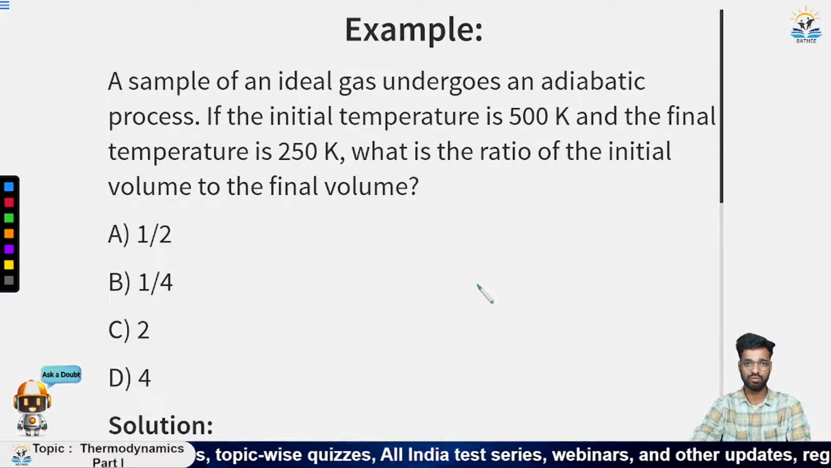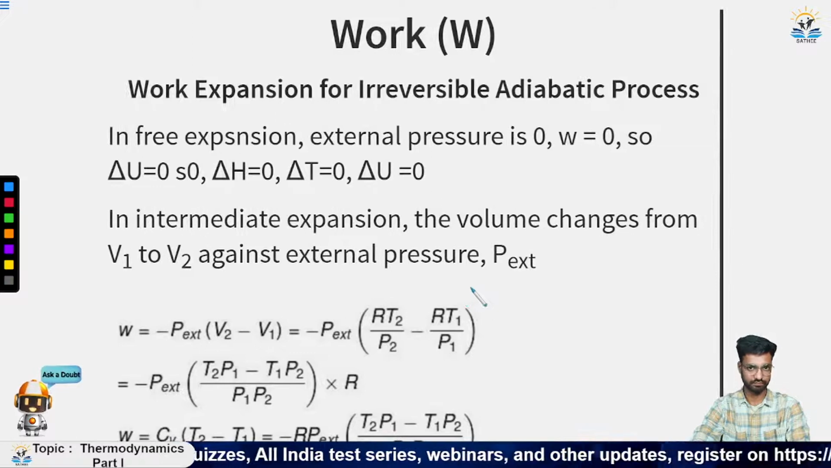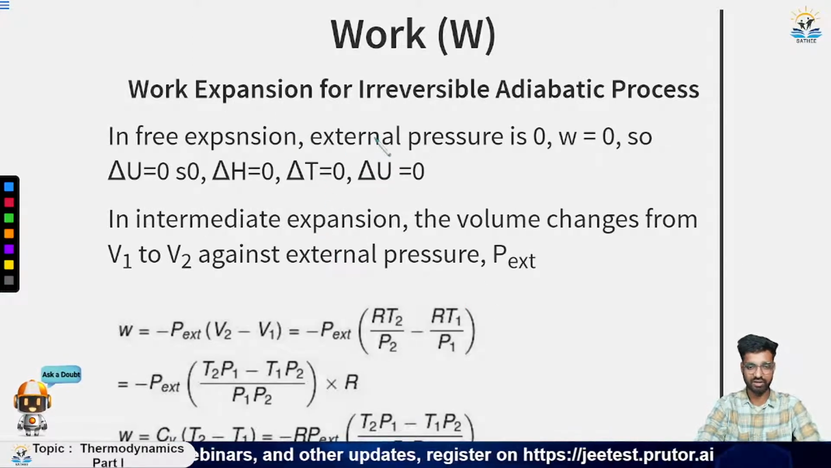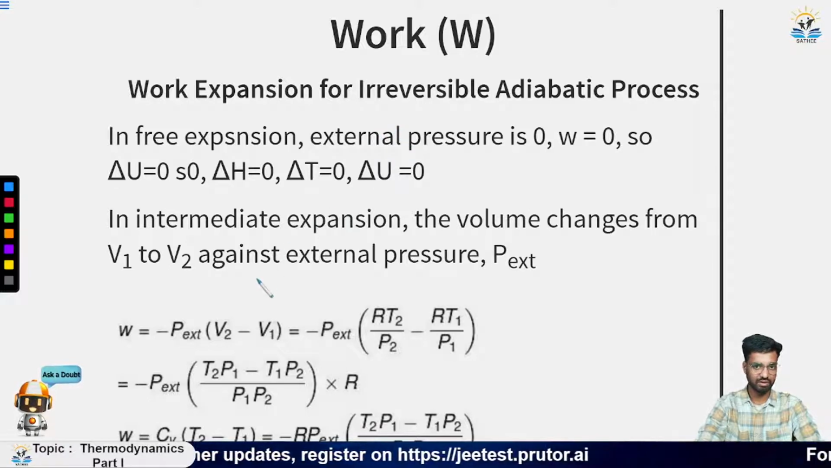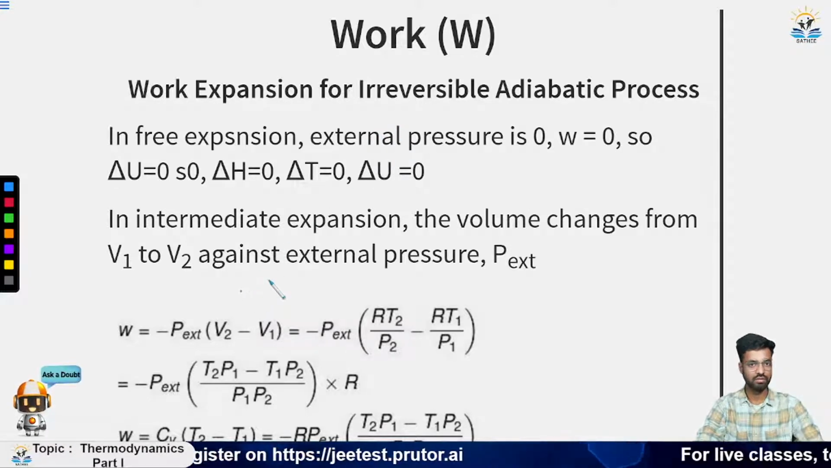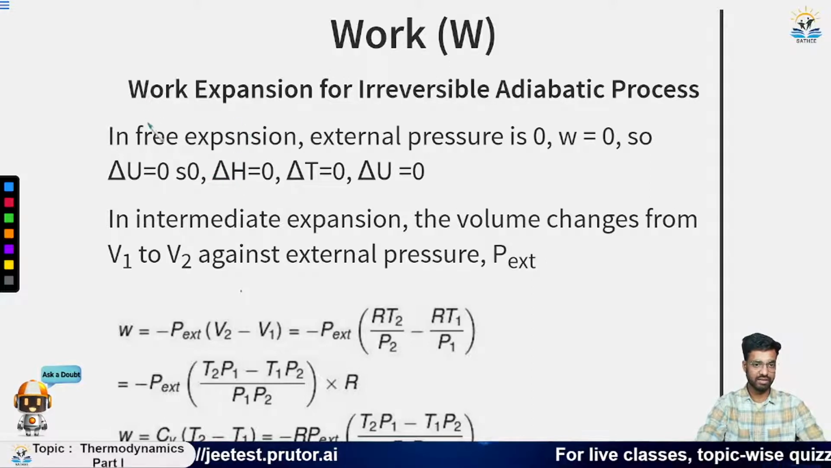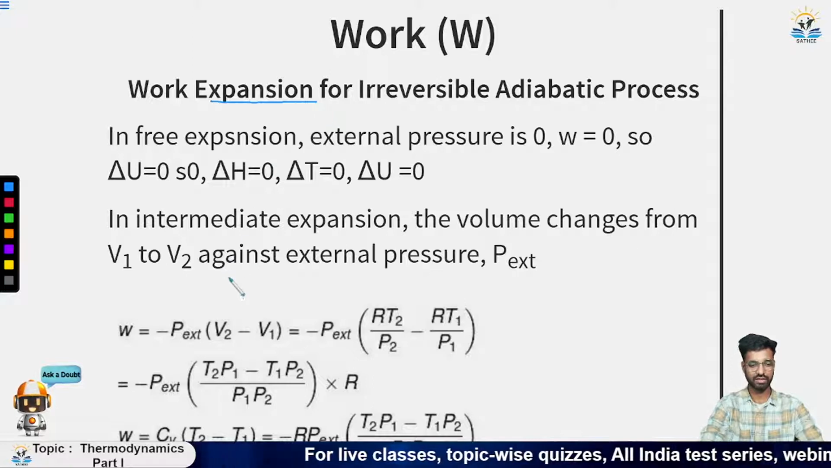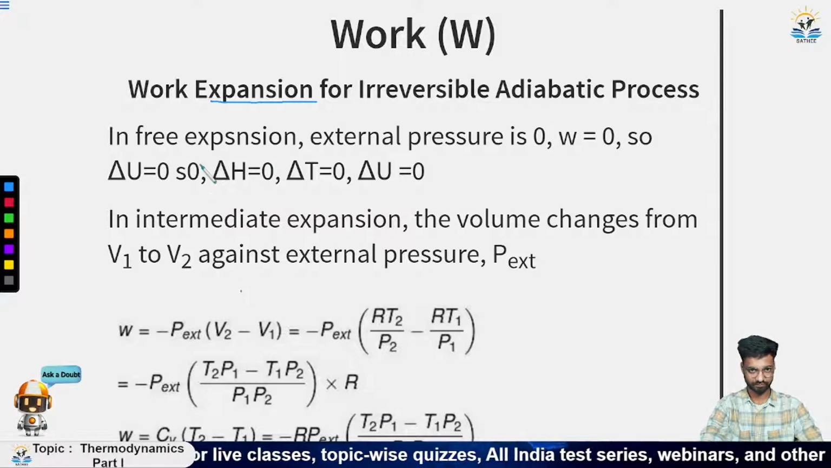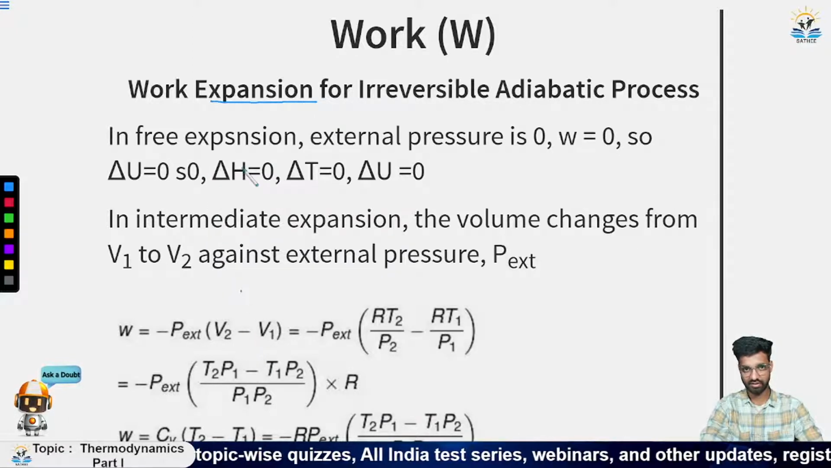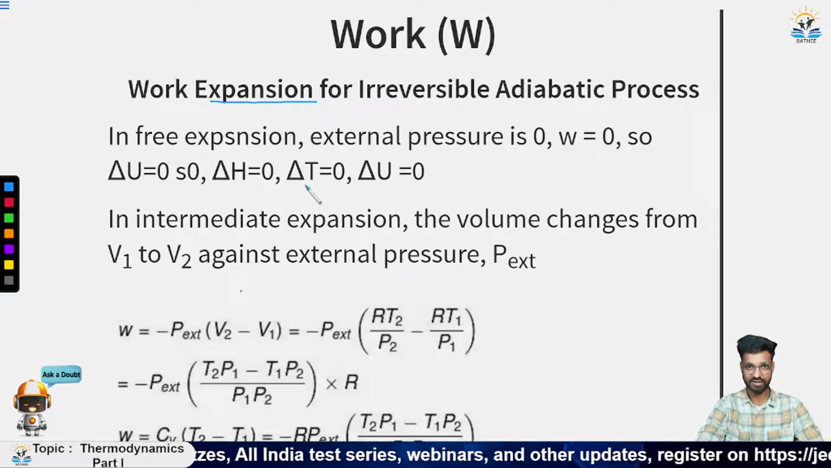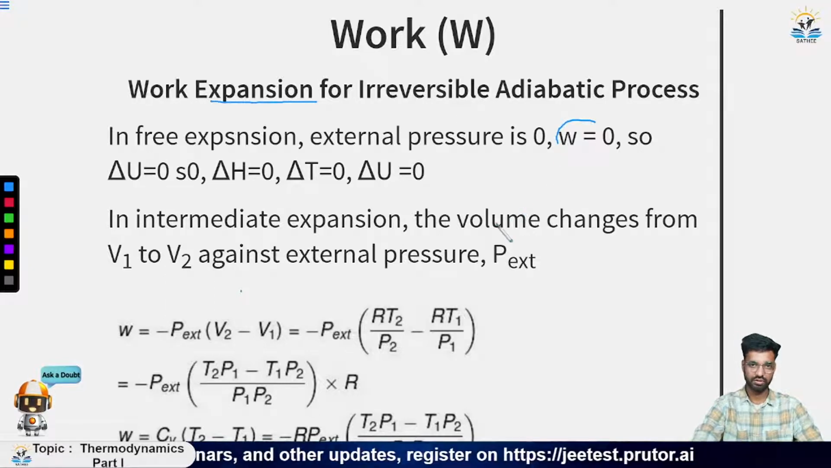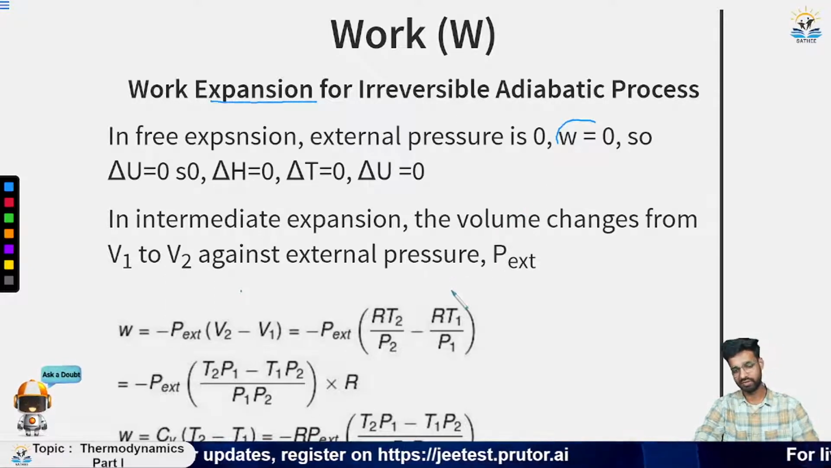Now let us move to the next concept, that is work done for an irreversible adiabatic process. First we have seen the reversible adiabatic process. Now we'll see it for irreversible. It is a kind of free expansion only, so the formula used will be the same. You can say a free expansion, so W is equal to 0. The volume changes from V1 to V2 against pressure P.